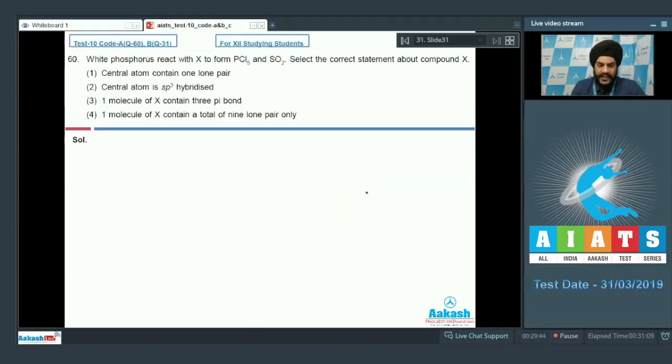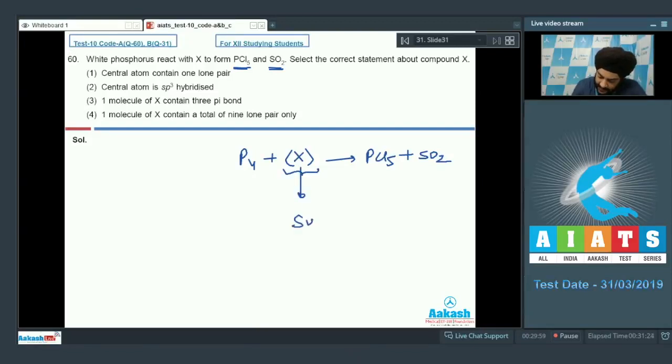Question number 60. White phosphorus reacts with X to form PCl5 and SO2. So P4 reacts with X to give us PCl5 and SO2. It must mean that the compound X is SO2Cl2. We have to select the correct statement about the compound X. Central atom contains one lone pair. This is incorrect, students. We can draw the structure of SO2Cl2. This is the structure of SO2Cl2. The central atom does not have any lone pair.